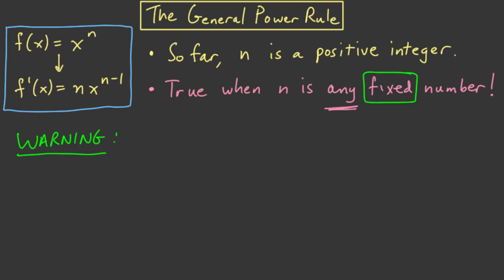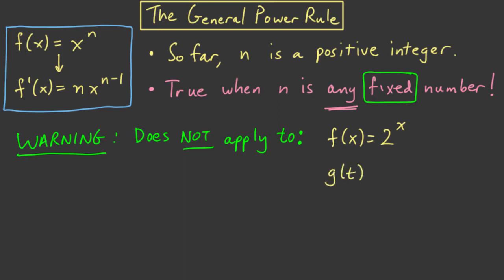So, for instance, it does not apply to a function like 2 to the x. In 2 to the x, our exponent is x, that's not fixed, and our base is 2. That's not a variable. So it doesn't work. It does not apply to something like g of t equals cosine of t cubed. Here, yes, it's cubed, so that's a fixed power, but the base is not just t, it's some function of t. So the power rule doesn't apply directly to that.